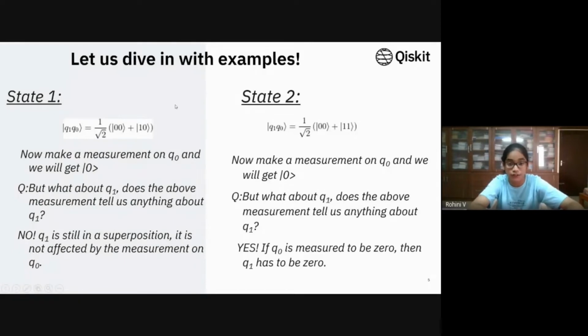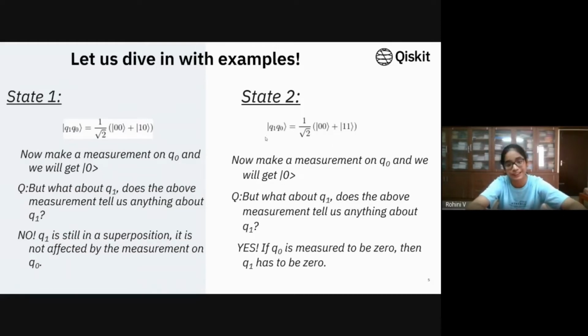It's according to the basis. If it is in the Z basis, the measurement collapses it to 0 or 1, and if it's in the X basis, it collapses to plus or minus, accordingly. So for Q0, here we have 0 and here we have 1. Now we make a measurement, and due to measurement, it collapses to the 0 state. That is the given information.